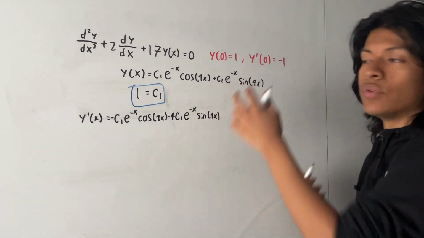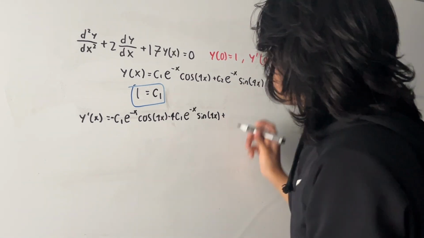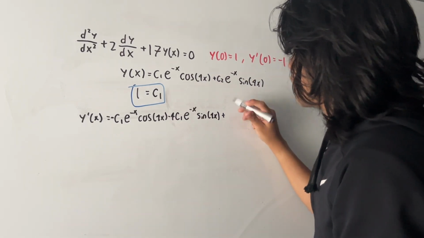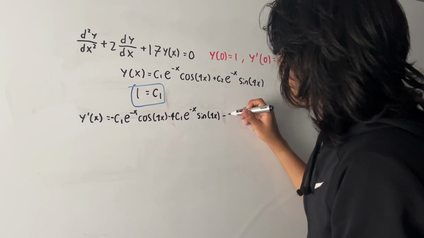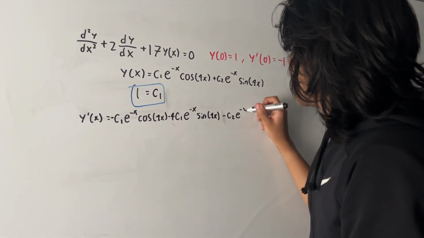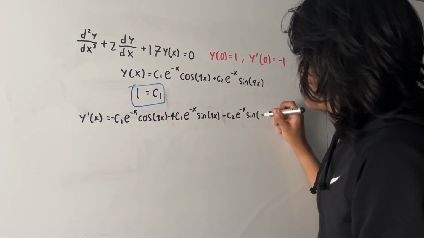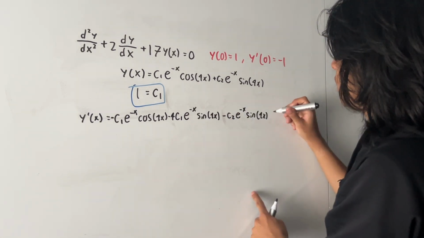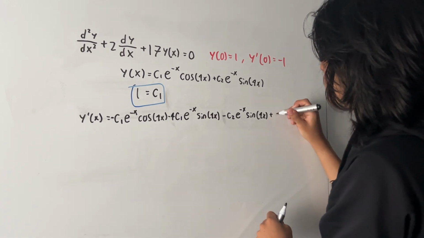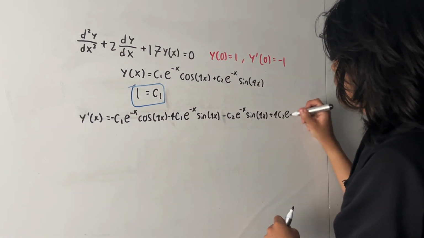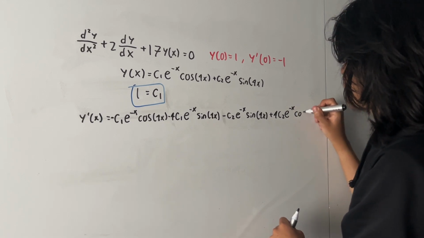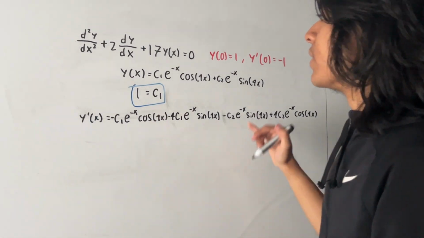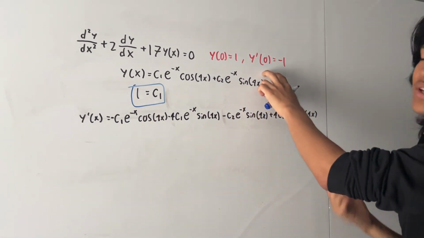Same thing over here, we got to do a product rule. So I'm going to take the derivative of e to the negative x first, which gives us a negative in the front here. So negative c2 e to the negative x sine of 4x. Then we're going to take the derivative of this part right here, and then we get plus 4c2 e to the negative x cosine 4x. So now we have the derivative of y of x. And now we're just going to plug this in.